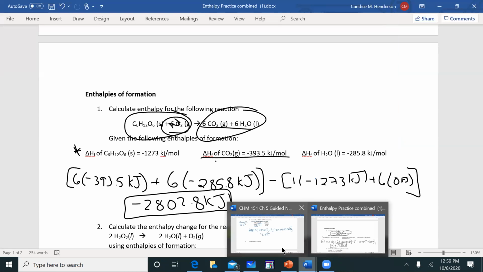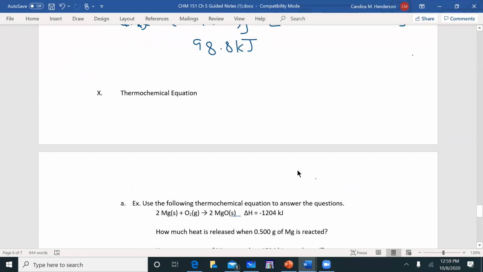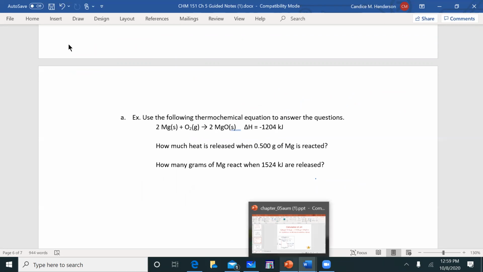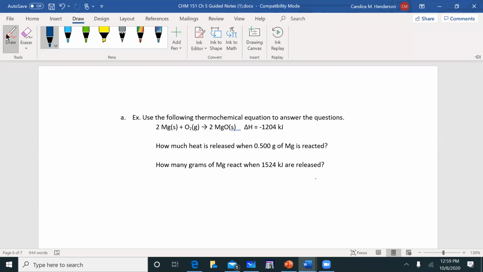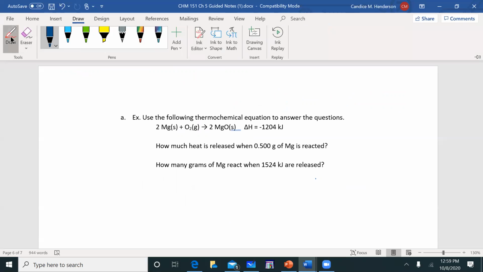All right. The last thing that I want to talk about, which again wasn't in the slides, is thermochemical equations. So when you're given an equation and you have a delta H, that delta H is stoichiometrically related to all of these things. So I can write a couple conversion factors.